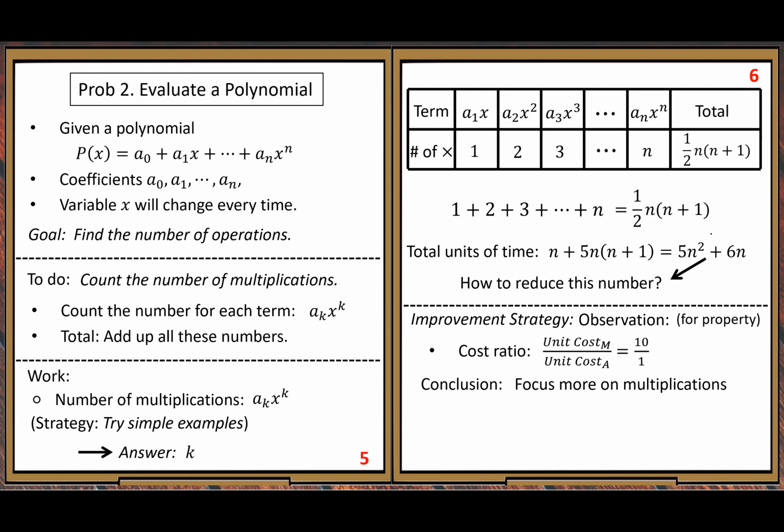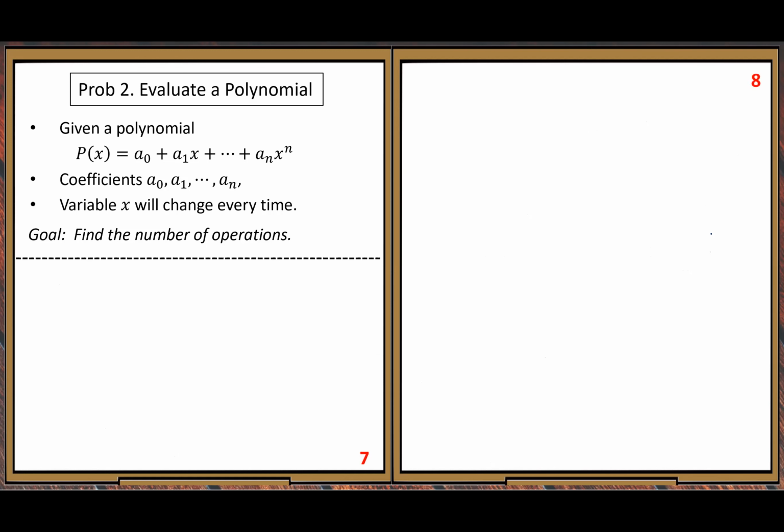Focus more on multiplications because the gain is 10 times bigger. Our strategy: reduce the number of multiplications. That's our main focus. All right. The next question, execution. We have the strategy, but how do you do the reduction?